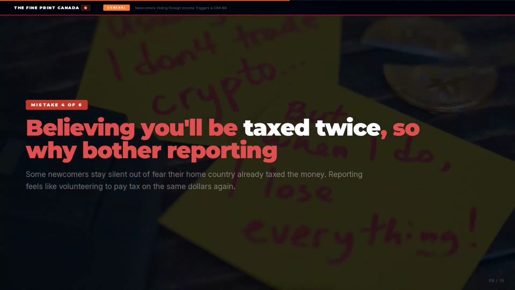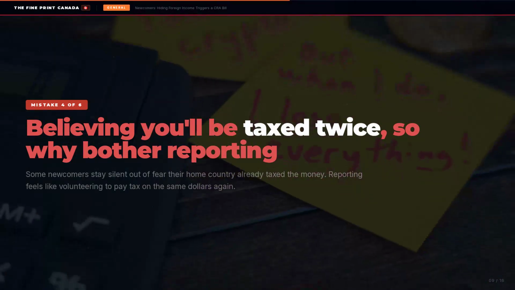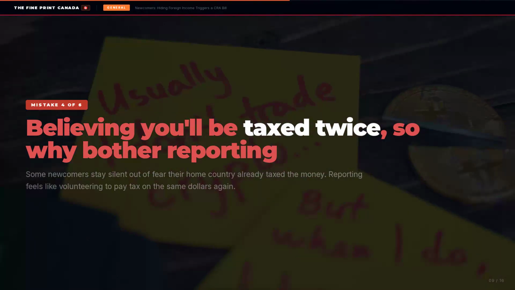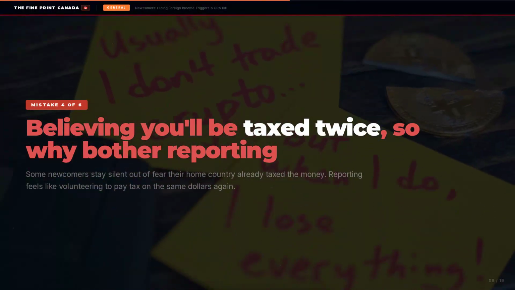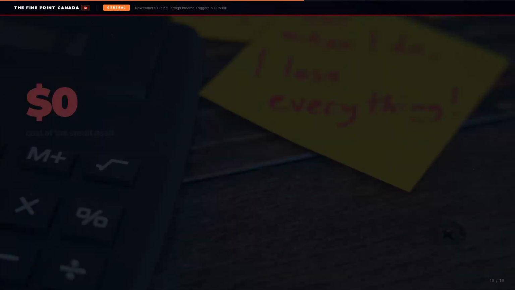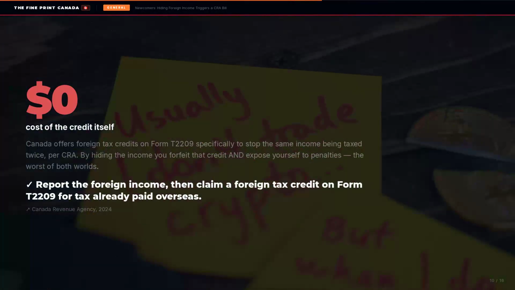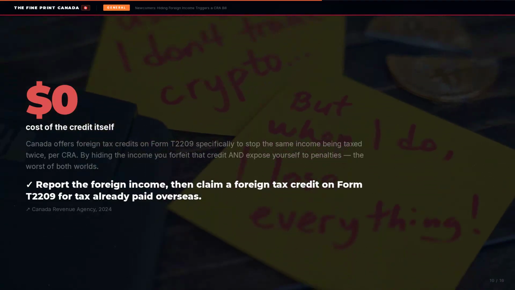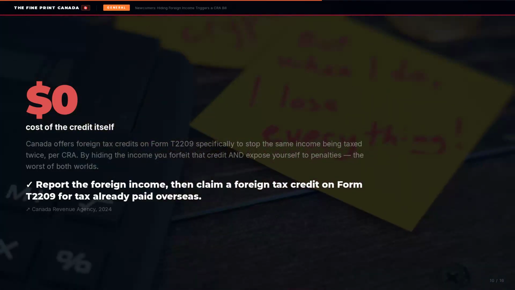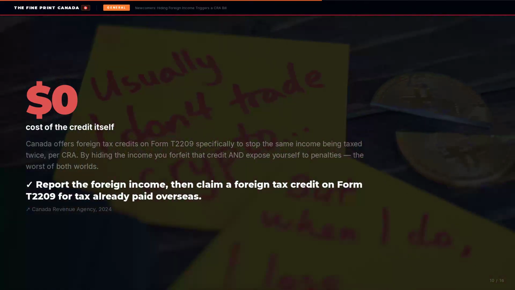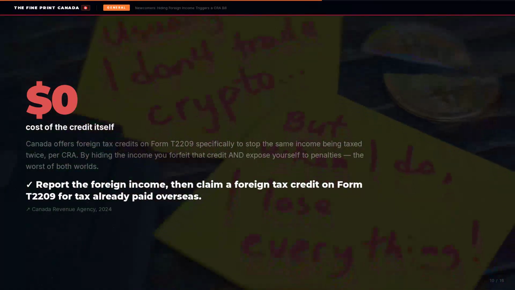The fourth mistake is staying silent because you're scared of double taxation. Many newcomers reason that their home country already taxed this money, so reporting it in Canada just means paying twice on the same dollars. That fear is understandable, but it leads people to hide income that Canada actually lets you offset. Here's the irony. Canada offers a foreign tax credit, built precisely to stop the same income being taxed twice, according to CRA. By hiding the income, you throw away that credit and hand yourself penalties on top. The worst of both worlds.